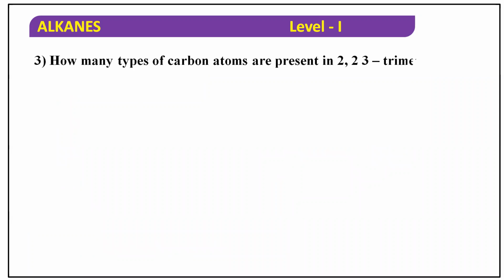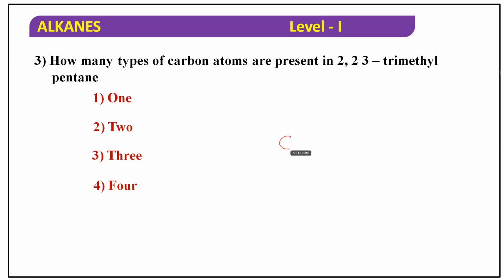How many types of carbon atoms are present in 2, 2, 3 trimethyl pentane? How many types means 1 degree, 2 degree, 3 degree, quaternary. You have to find how many types of carbon are there. So first draw the structure. You can stop the video. Suppose you are watching the video, you can draw it, and then you can see the solution. So 2, 2, 3 trimethyl pentane.